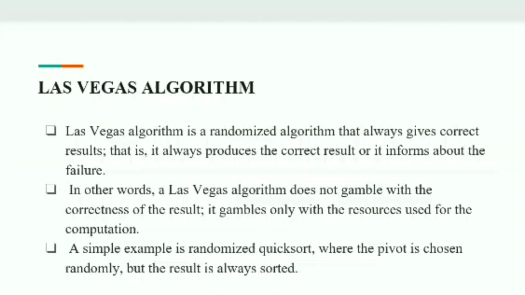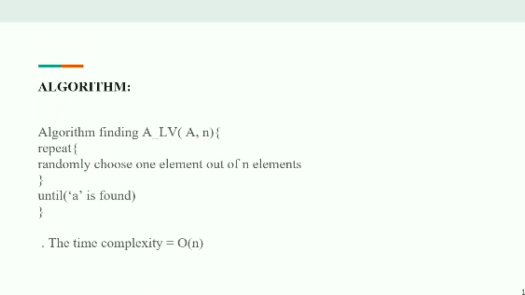The second method of randomized algorithm is the Las Vegas algorithm. Las Vegas algorithm is a randomized algorithm that always gives the correct result. That is, it always produces the correct result or it informs about the failure. So we can say that the output of this algorithm is always correct and optimal, but the running time is a random number which is not bounded. A simple example for randomized Las Vegas algorithm is quicksort, where the pivot is chosen randomly, but the result is always sorted.